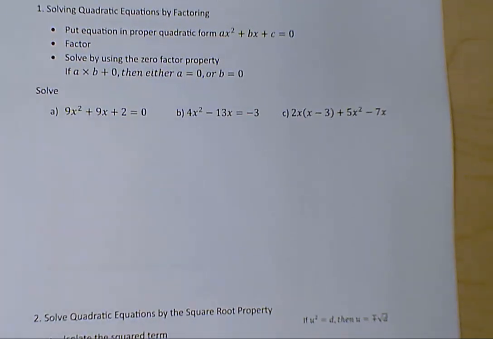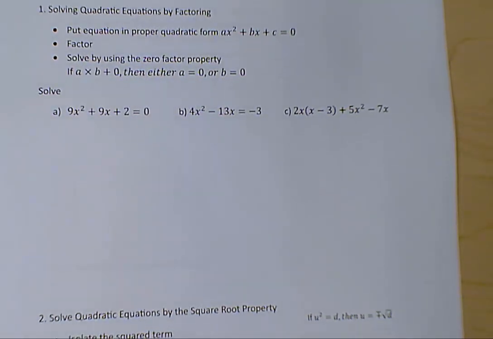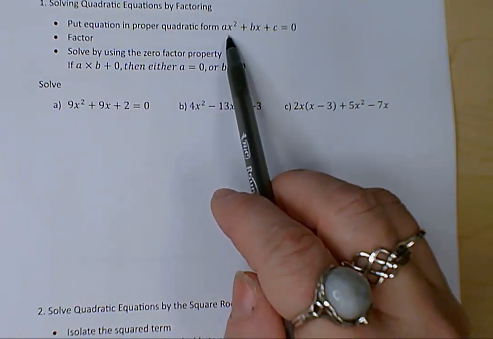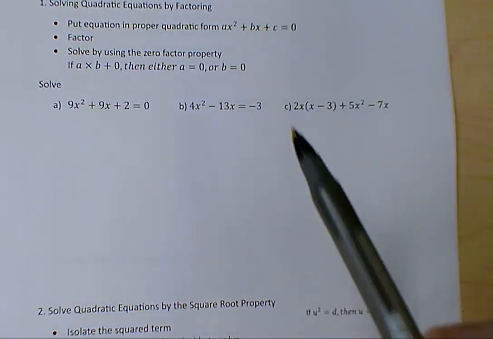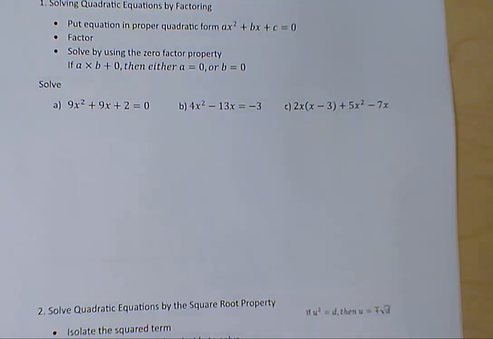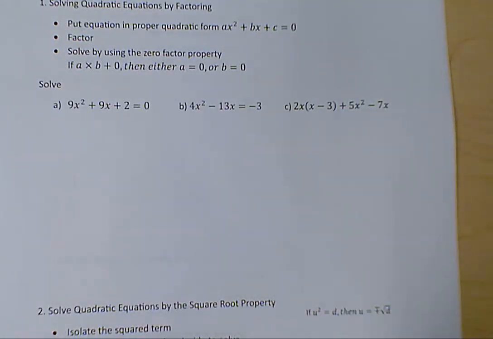All right, so let's talk about different ways on how to solve quadratic equations. The most popular, probably most used way of solving a quadratic equation is by solving by factoring. If you're going to solve a quadratic equation by factoring, first make sure that it is in proper quadratic form, which means everything is over on one side of the equation, set equal to 0. Once it's in proper quadratic form, you are ready to factor.